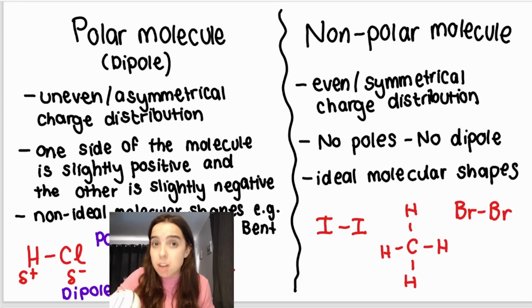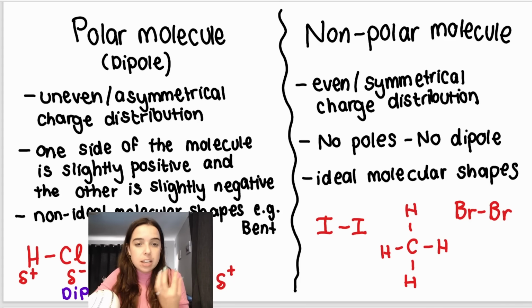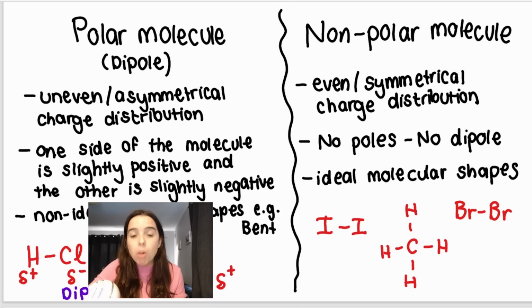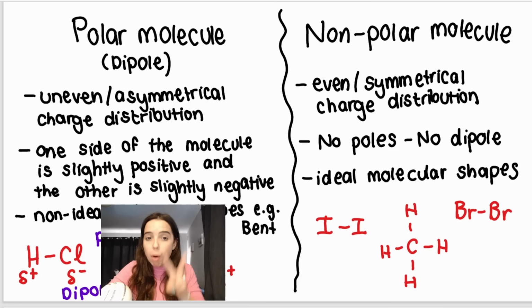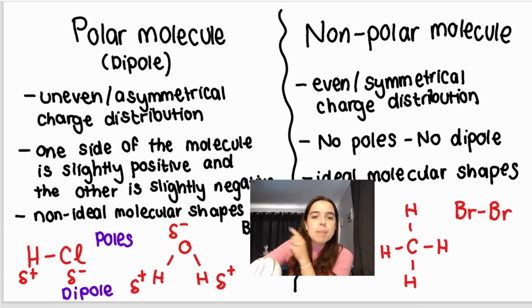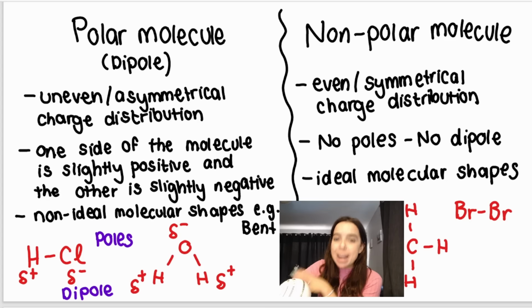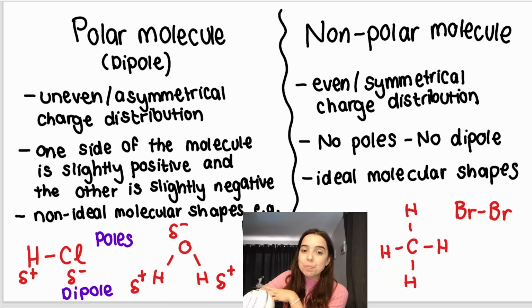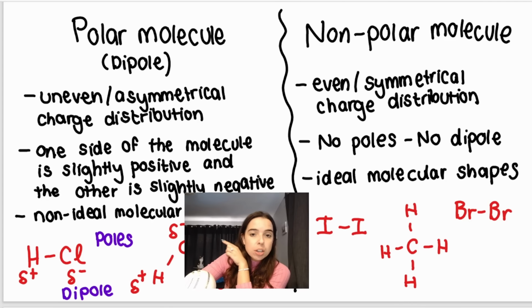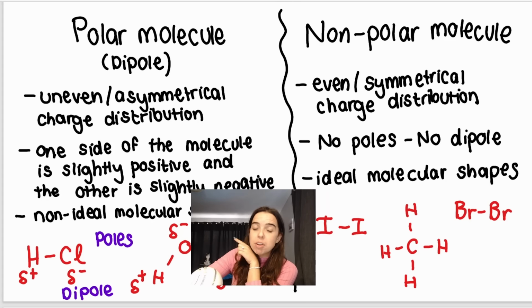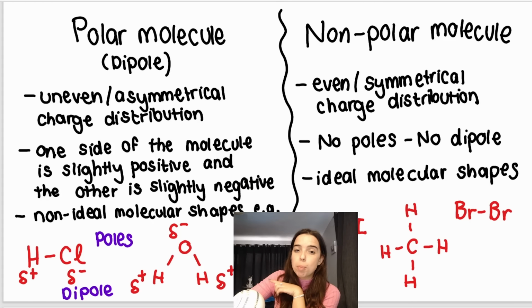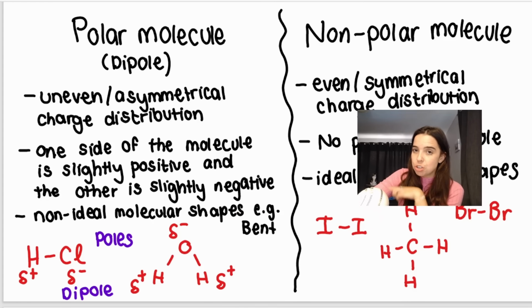We call this a dipole because we can say the poles are the positive pole and the negative pole, and dipole means two poles. Okay, and this is basically my non-ideal molecular shapes, like the bent shape, like water. You can see that this end of the molecule, the oxygen end, is slightly negative. The hydrogen end is more positive. It's not an even charge distribution.